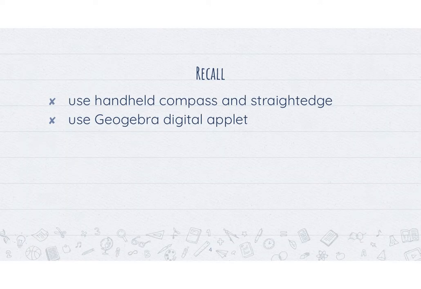So think back in the past hour or days, a couple days, you have used a handheld compass and a straight edge. You've played and practiced drawing circles, drawing lines, and you should have used the GeoGebra digital applet to draw circles and lines. So you should be familiar with both of those things. If you are not, you need to stop, go back and watch the first two videos and do that.